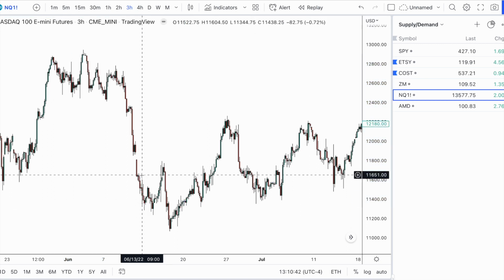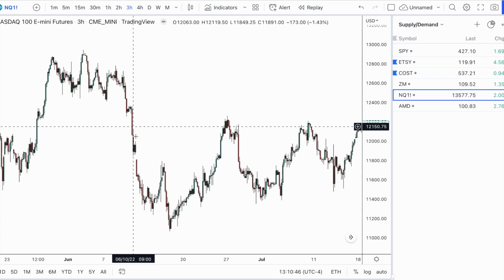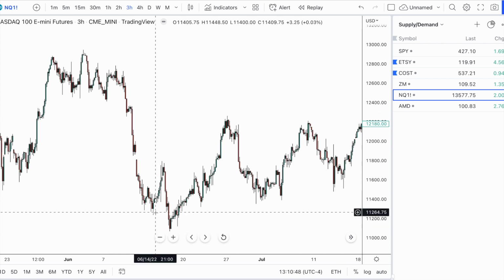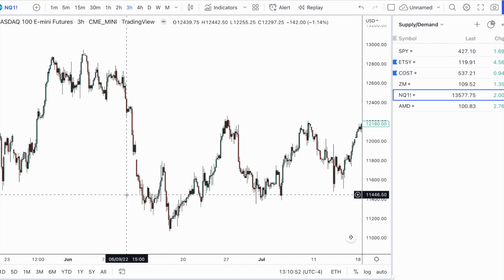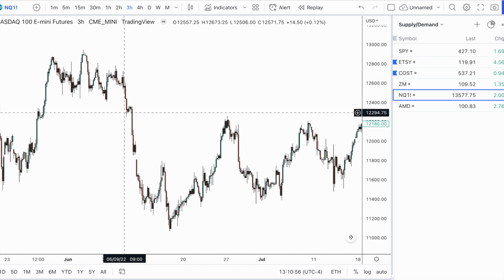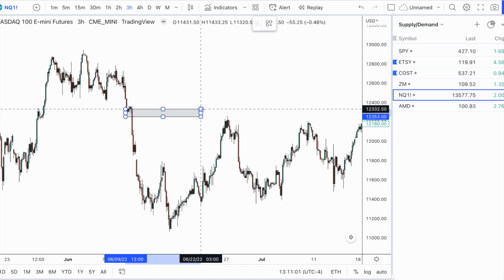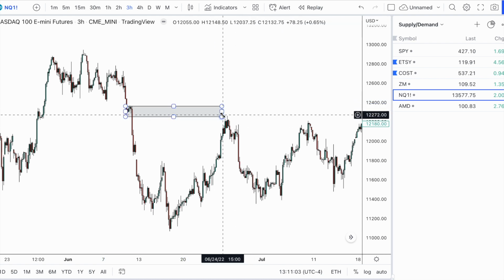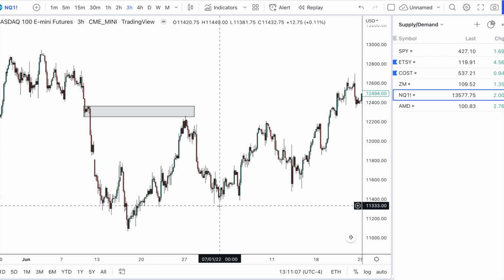So you can see this was such a fast move. It went from 12,300 all the way down to 11,200 in a matter of a few days, right? This was a weekend, but you get the point. It's a very fast move. Came down very, very fast, right? So this would be an example of a very good zone, right around there. And you can see we tapped it and then immediately went lower, right?